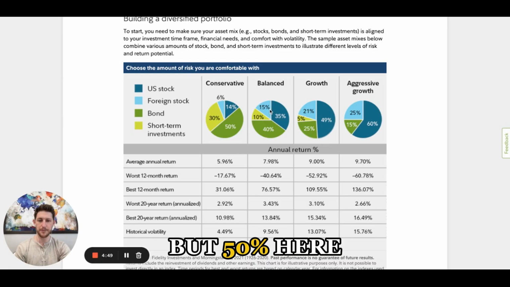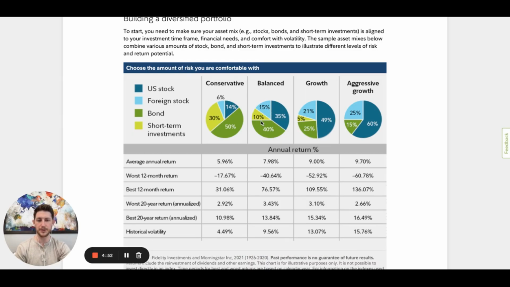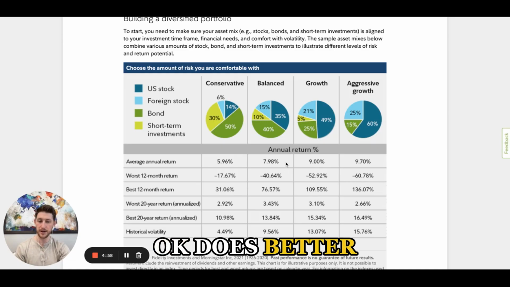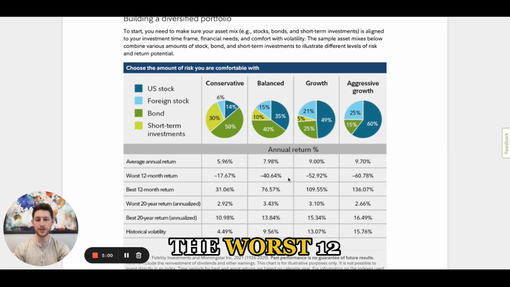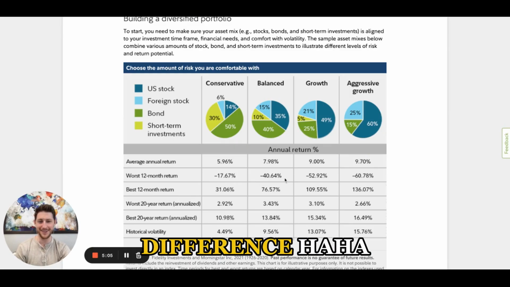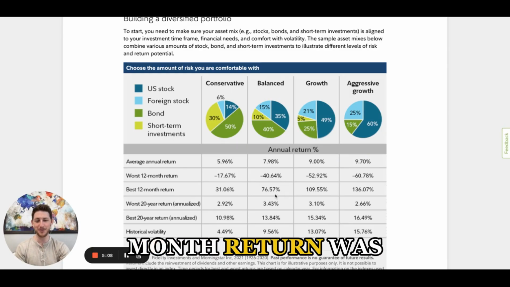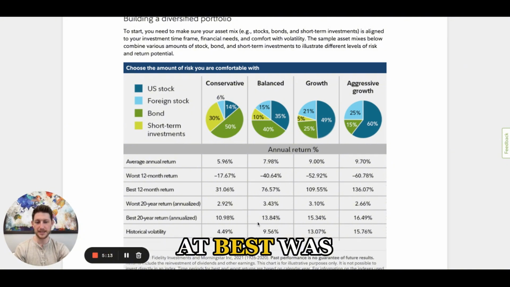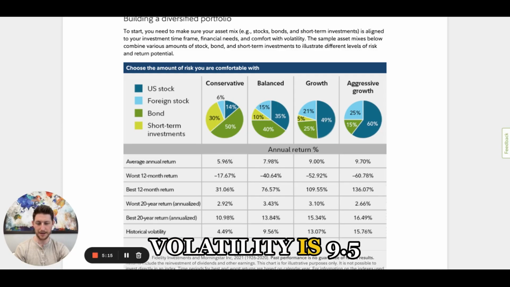So that's why it's less, but 50% here and then about 50% between bonds and cash. Okay, annual return, average, 7.8. It does better by 2.2%. The worst 12-month return was negative 40%. That's a huge difference. The best 12-month return was 76. Worst average annual over 20 years was 3. The best was 13, and historic volatility is 9.5.